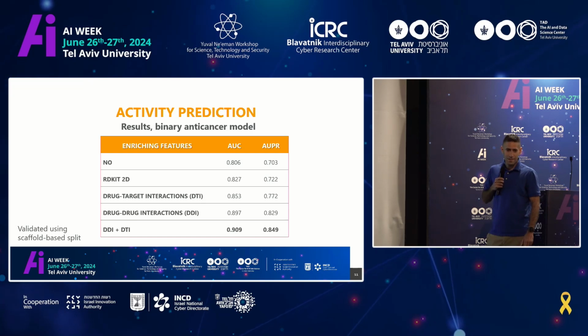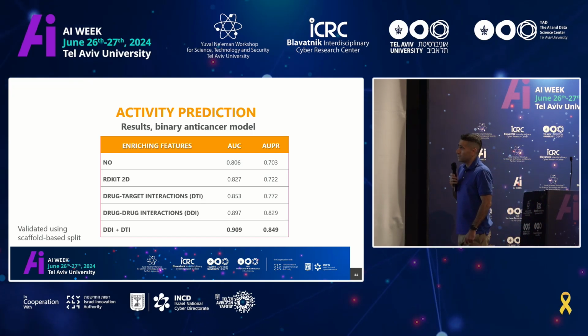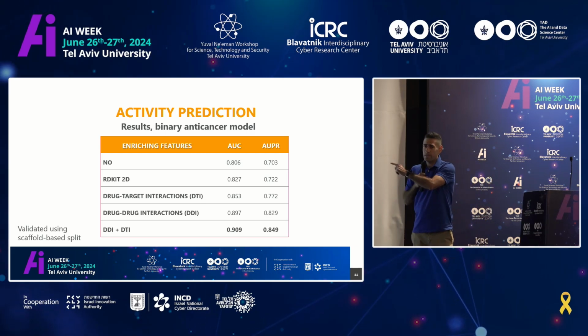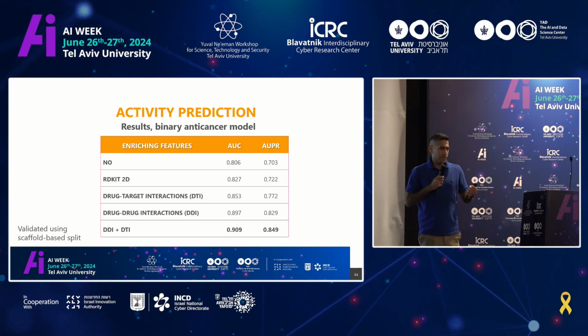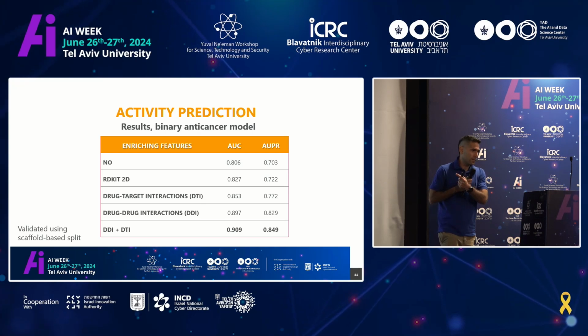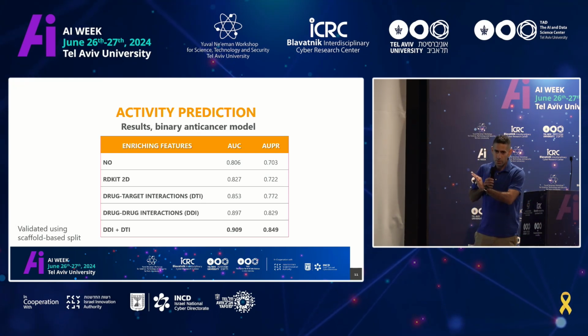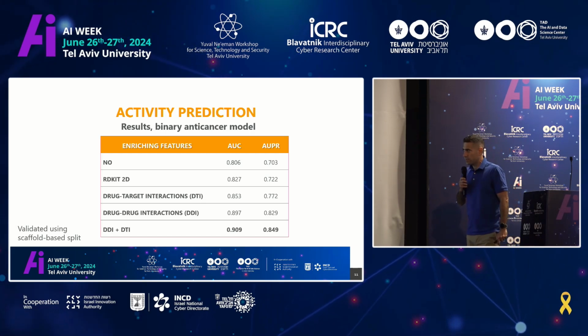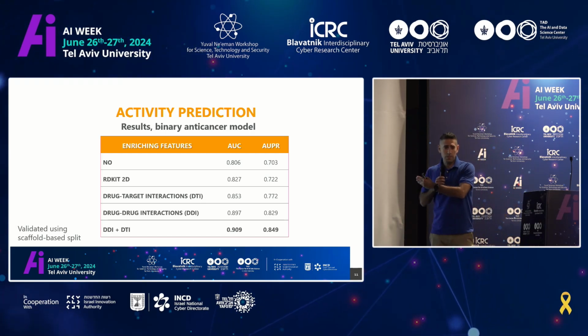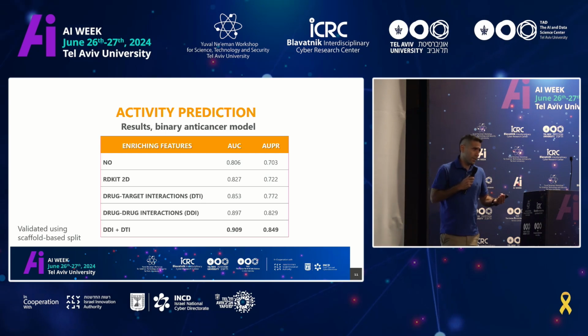You'll see the process now. First of all, in silico results, so this is the binary model, the one that predicts cancer yes or no. The first line here is the baseline. It means no features, just the structure, the atoms and the bonds of the molecule. It worked relatively well, but of course we didn't stop there.